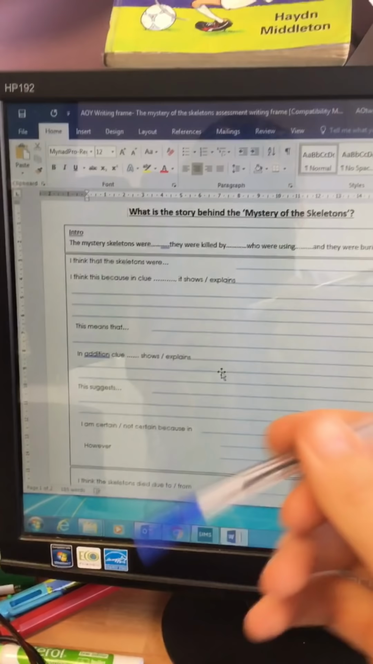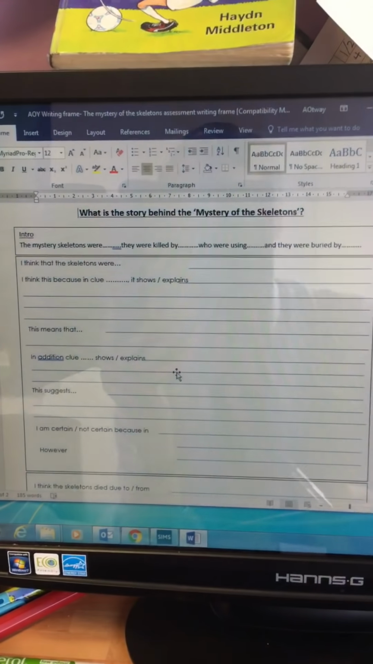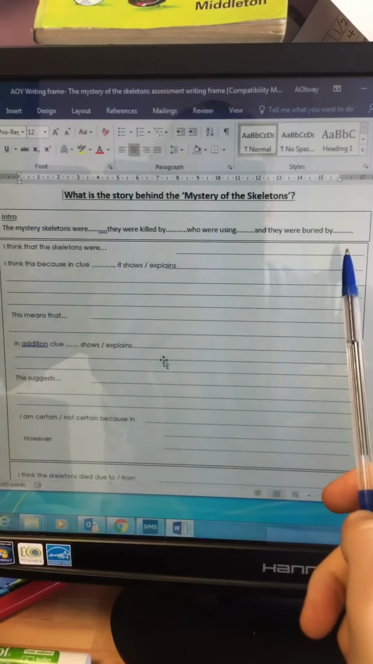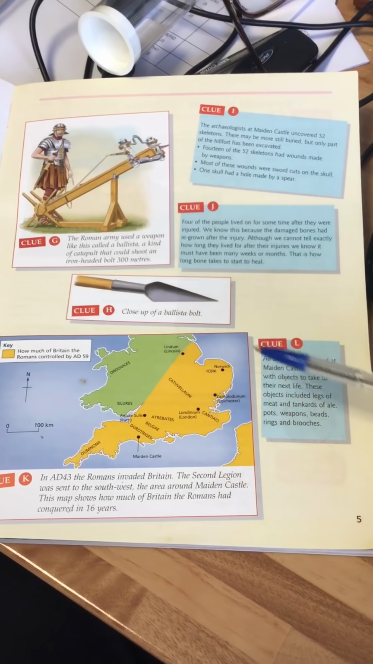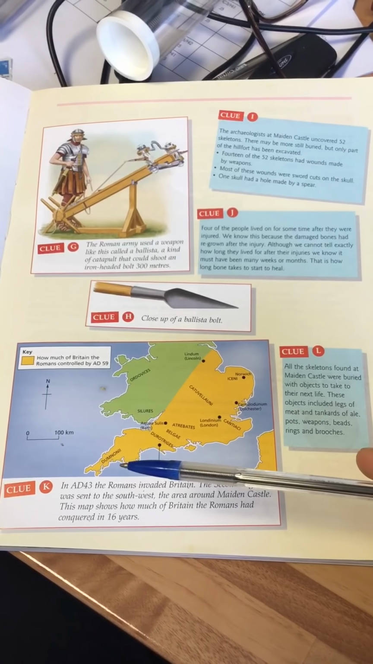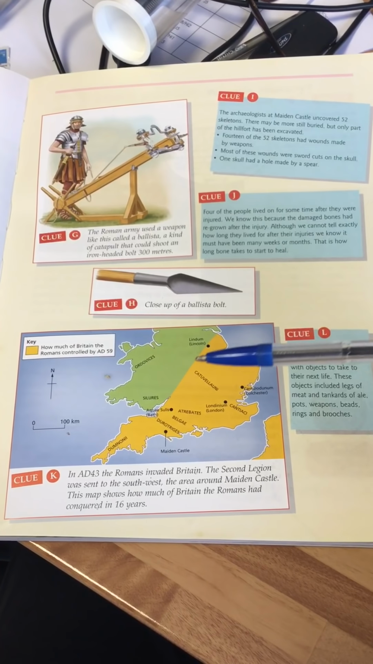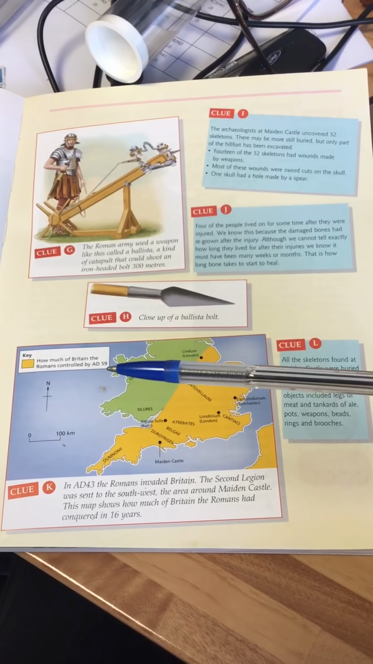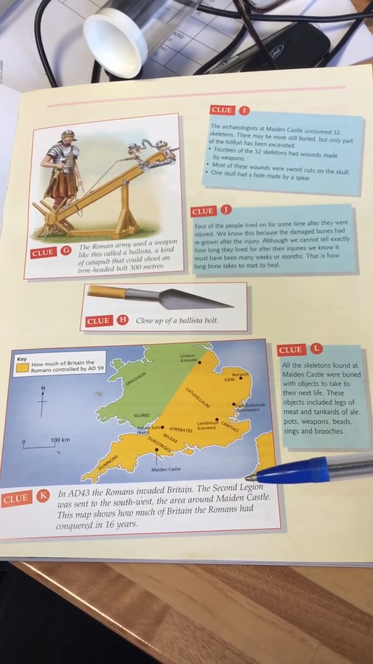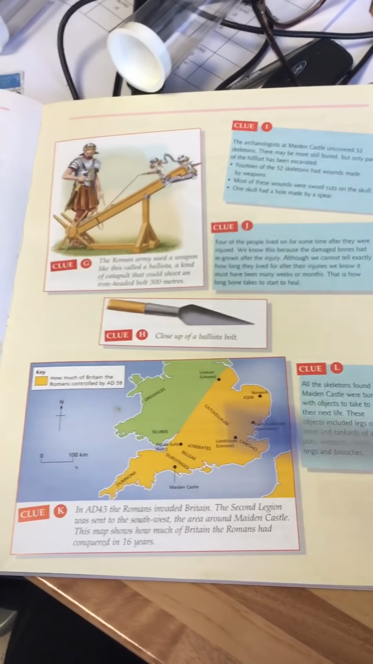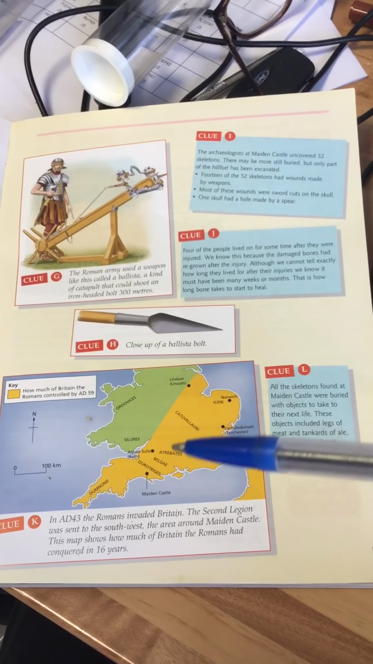So, for example, in the first bit, you've got, I think the skeletons were. Now, whoever you put, let's say, I think that the skeletons were blah, blah, blah, blah. I think this because in clue K, I can see a map that shows me the locations of the different tribes in Great Britain at the time and how far the Romans had conquered Britain by AD 59. And it tells you the 2nd Legion was sent to the southwest area around Maiden Castle. And from this map, I have some idea that this is who lives in Maiden Castle.